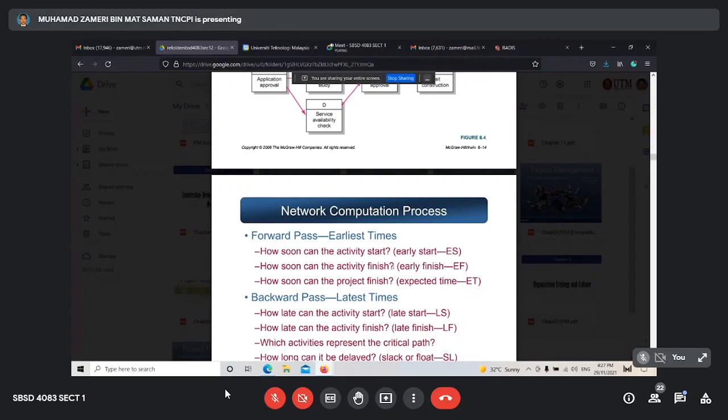We calculate early start. If we know the early start, when is the early finish? That means the earliest we can start, the earliest we can finish. And then we can also calculate the expected time to finish the project.